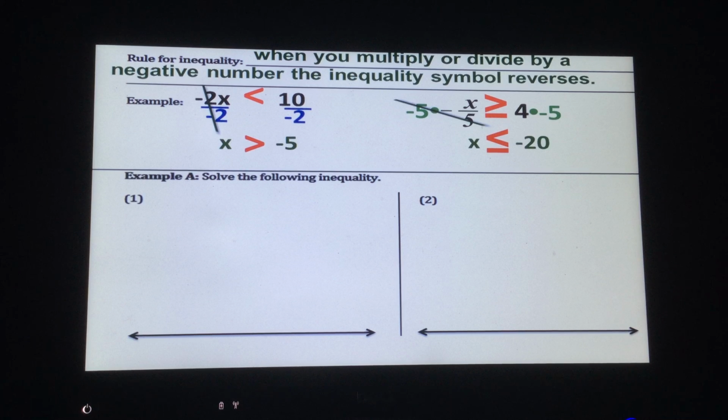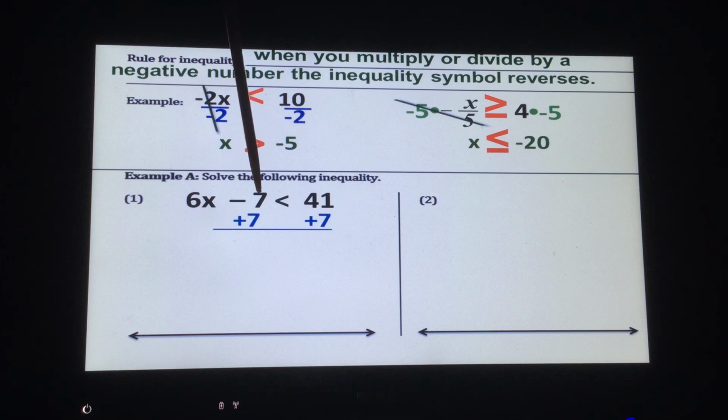Now, number 1, let's go ahead and write this down. We have 6x minus 7 is less than 41. What we need to do is get x by itself. This right here is a two-step inequality. So we have two numbers along with the x, we have 6 and negative 7. Who's furthest away from x? It's the negative 7. So let's get rid of that one first. Let's add 7 to both sides. The 7s will cancel over here, and then we're just going to be left with 6x is less than 48.